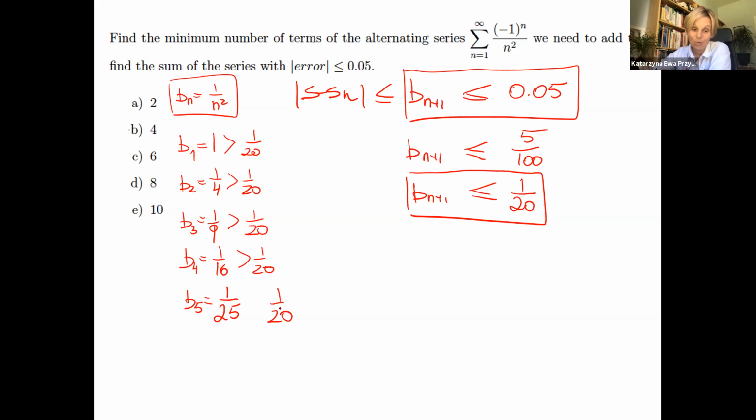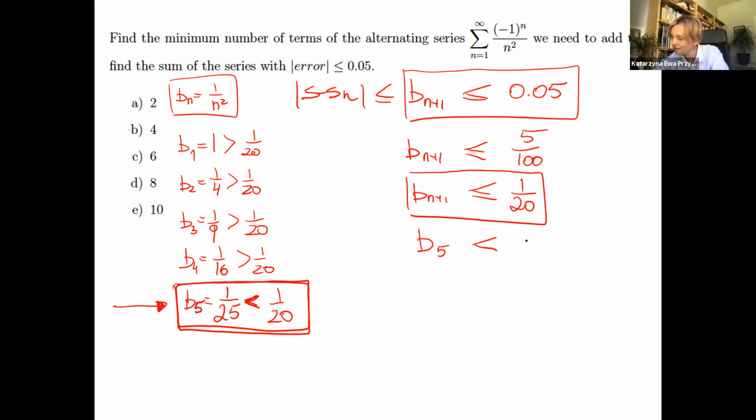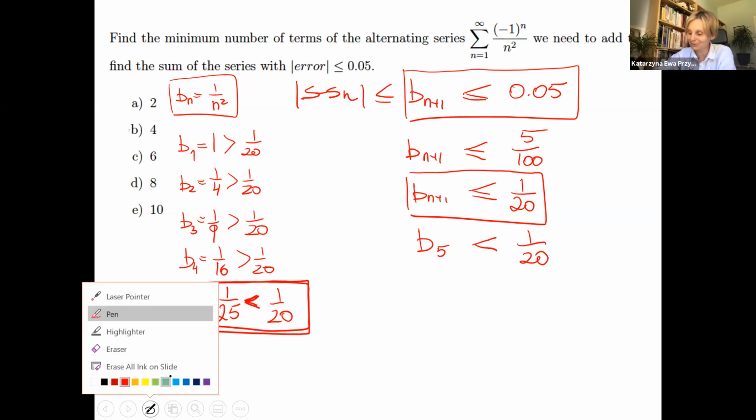Now, our b sub 5 term is actually the first term that is smaller. That means this is the smallest term that satisfies the inequality. Now I changed the question, because we remember the other question was good. And now you can see b sub 5 is smaller than this.